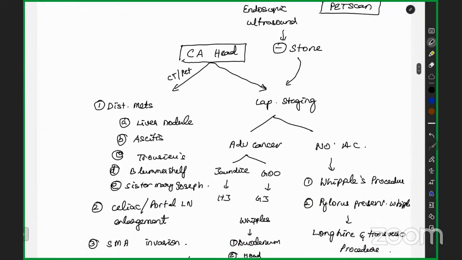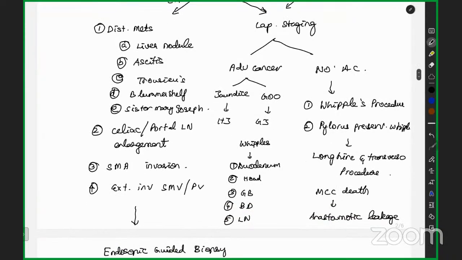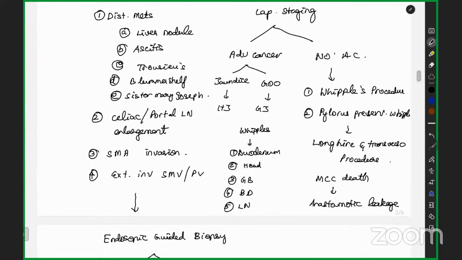In the CT and PET scan, if I'm going to have a distal metastasis, what are the features of distal metastasis? Liver is going to have a nodule. Ascites is going to be there. Virchow's node, Blumer's shelf, and a Sister Mary Joseph nodule. Then celiac or portal lymph nodes are going to be enlarged, when the superior mesenteric artery is invaded or there is extensive involvement of the superior mesenteric vein or portal vein.